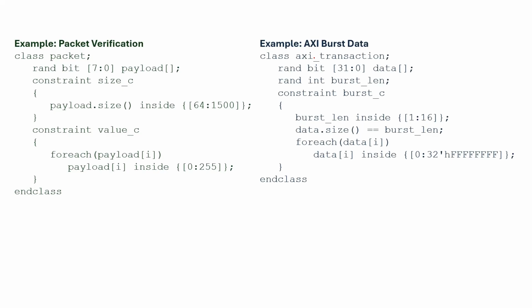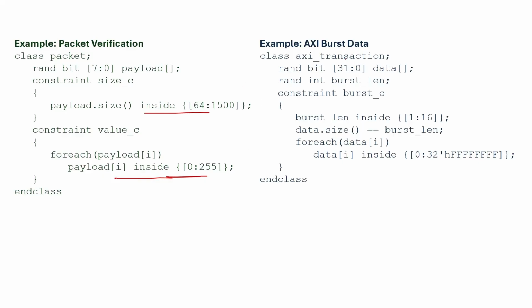And constraint payload.size inside a range. What is the range? 64 to 1500. So then that many values we will get. And also foreach payload of i, that means each and every value we will consider, inside the range of 0 to 255. This is the size, and this is the values.